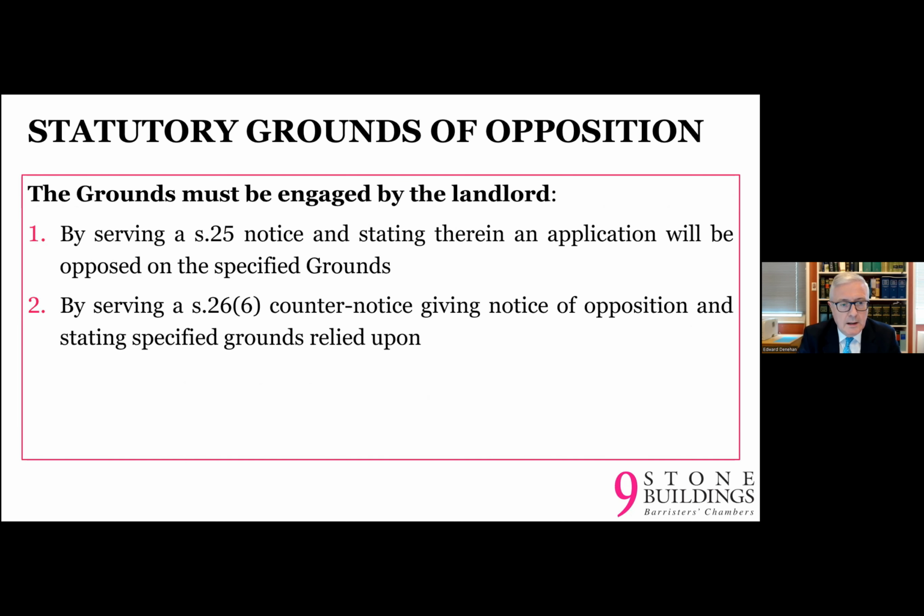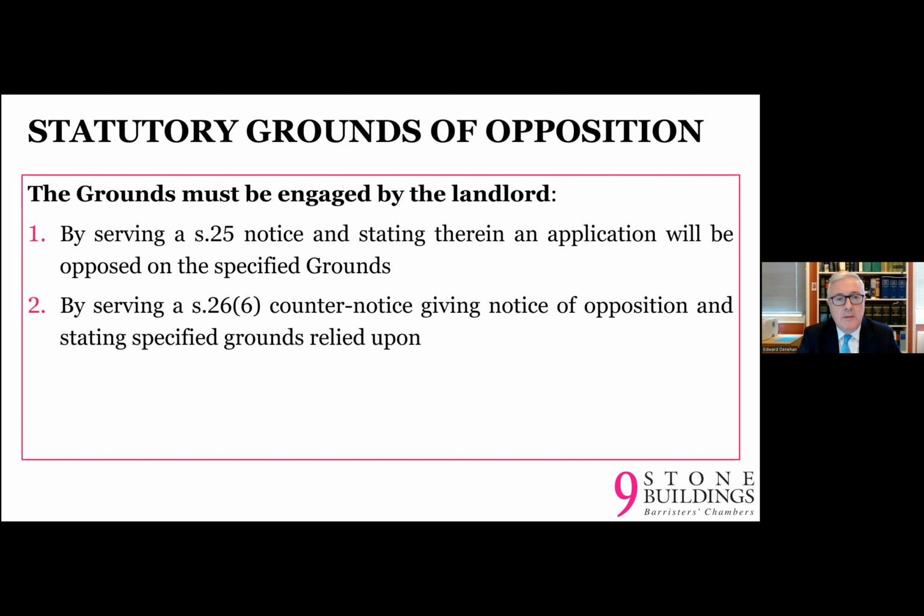The statutory grounds must be engaged, and the landlord does this in one of two ways. If the landlord takes the initiative with the renewal procedure and serves a notice under section 25, the prescribed form that must be used of the section 25 notice provides that the landlord must state whether it is going to oppose an application for a new tenancy, and if it does, specify the grounds upon which the landlord is going to rely.